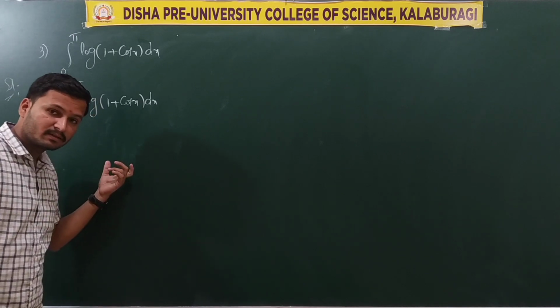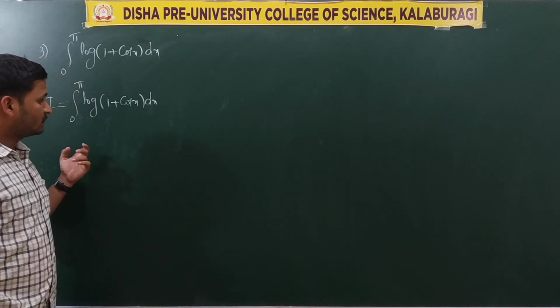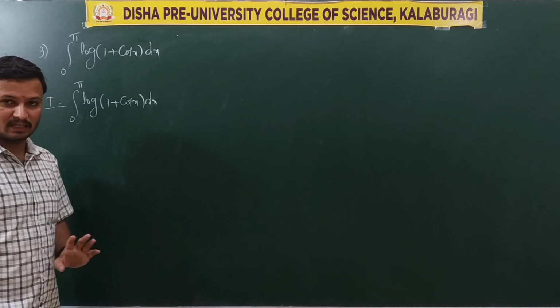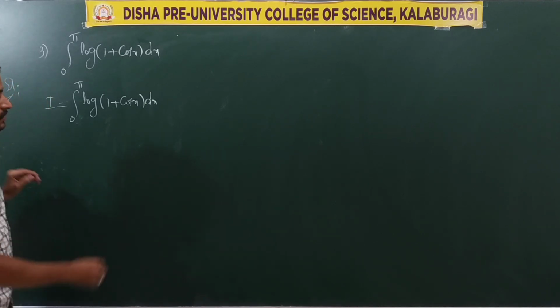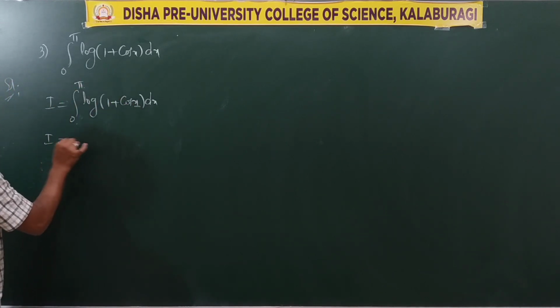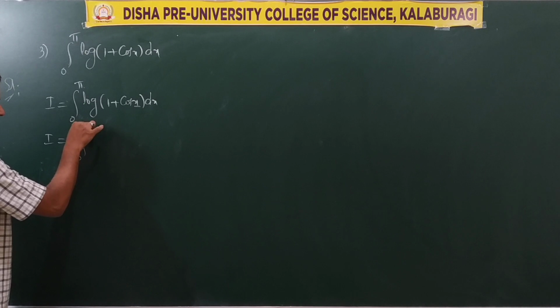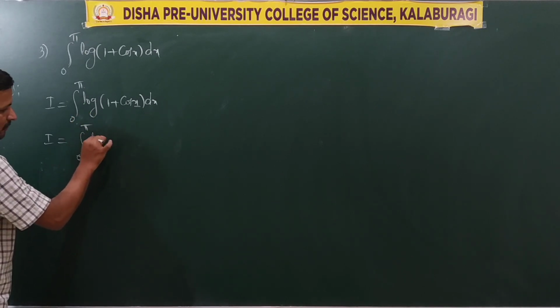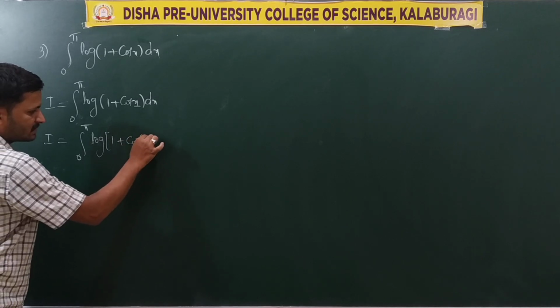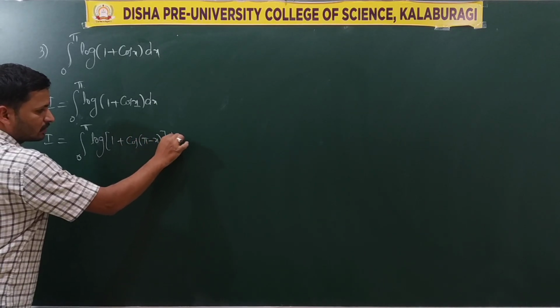Again use here property number 5, that is 0 to a f of x into dx is 0 to a f of a minus x into dx. That means x is replaced by pi minus x. So using the property I can be written as 0 to pi log of 1 plus cos of, in place of x, that is pi minus x into dx.